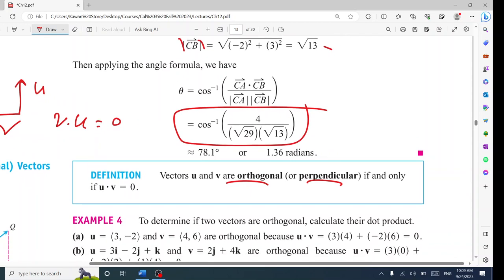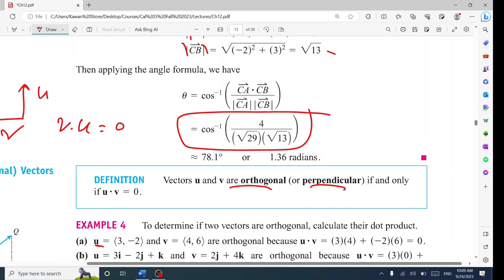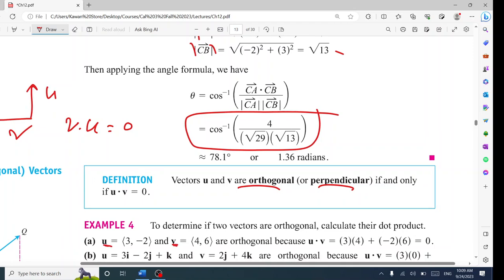For example, look at this example, sorry. We have U, V. So tell me, are U and V perpendicular or not? I don't know, I'm just going to multiply. So 3 by 4 is equal to 12, plus minus 12 is equal to 0. So it means that they are perpendicular.